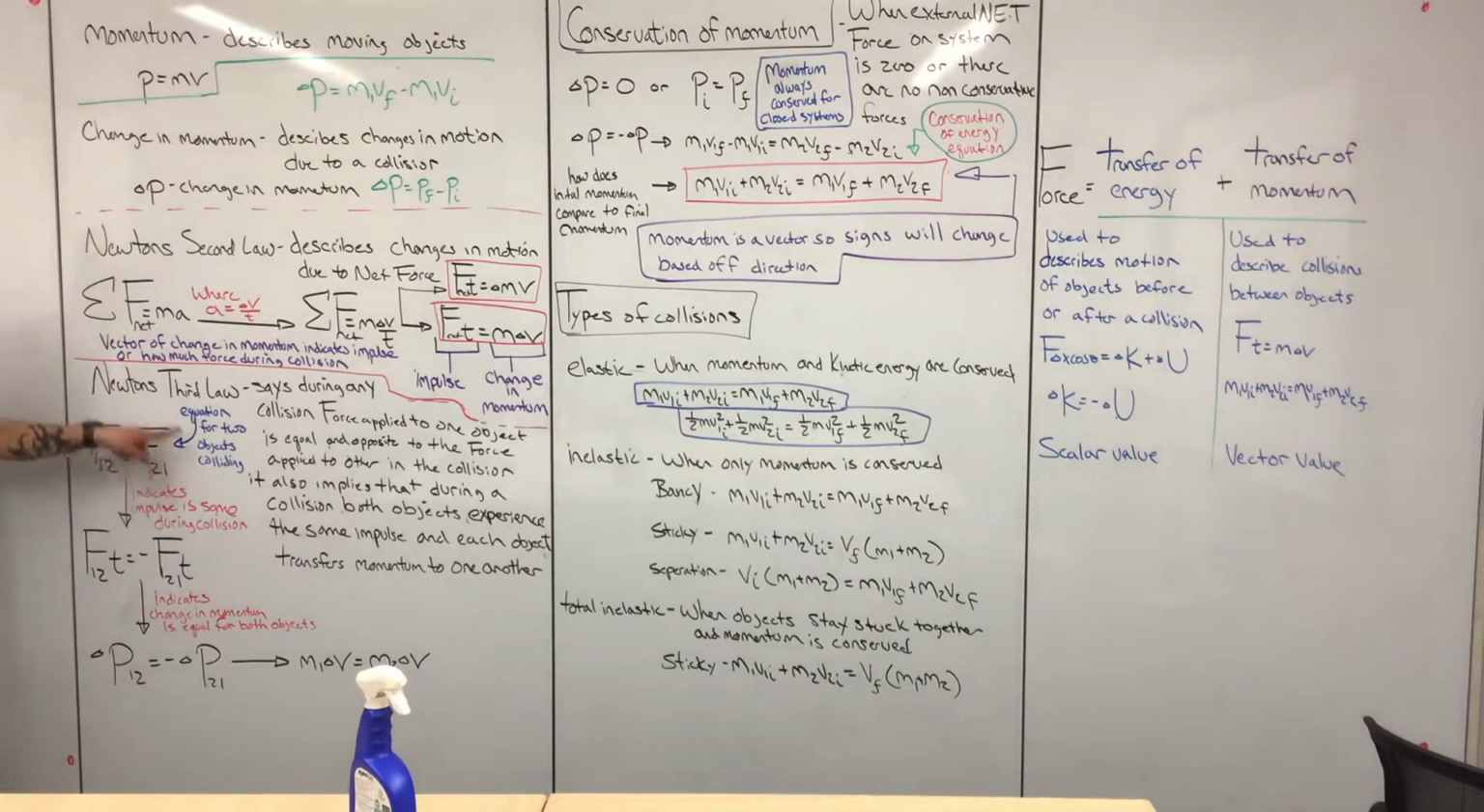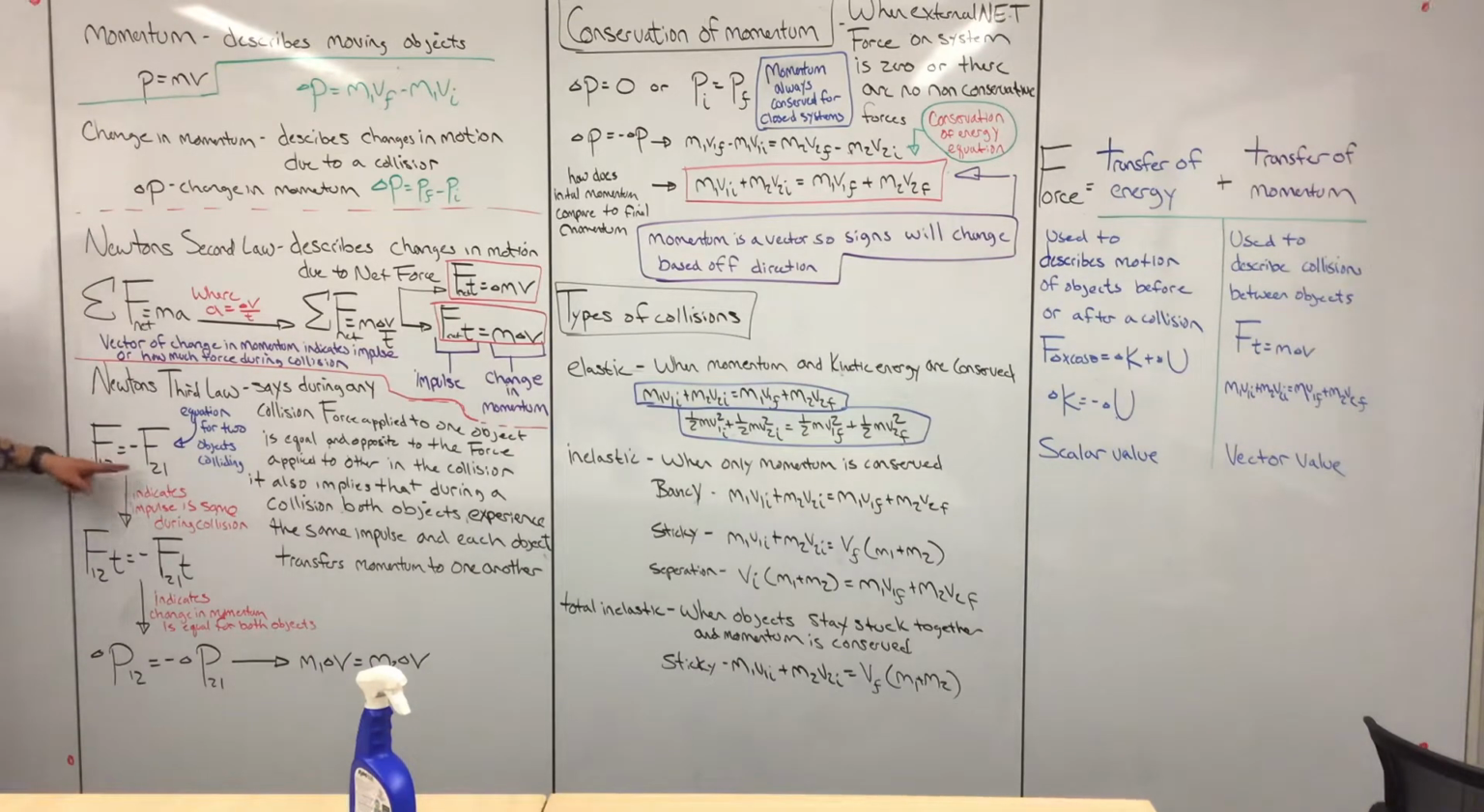Okay, so we use Newton's third law. Start with Newton's third law. This is Newton's third law, but it's also describing a collision, where the force from the first object to the second object is equal and opposite to the force from the second object back to the first. So this equation is describing two colliding objects. Newton's third law describes two colliding objects.